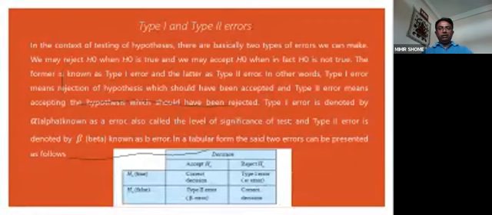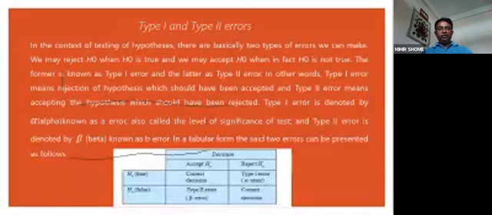In other words, type 1 error means rejection of a hypothesis which should have been accepted, and type 2 error means accepting the hypothesis which should have been rejected. Type 1 error is denoted by alpha, known as alpha error, also called the level of significance of the test, and type 2 error is denoted by beta, known as beta error.